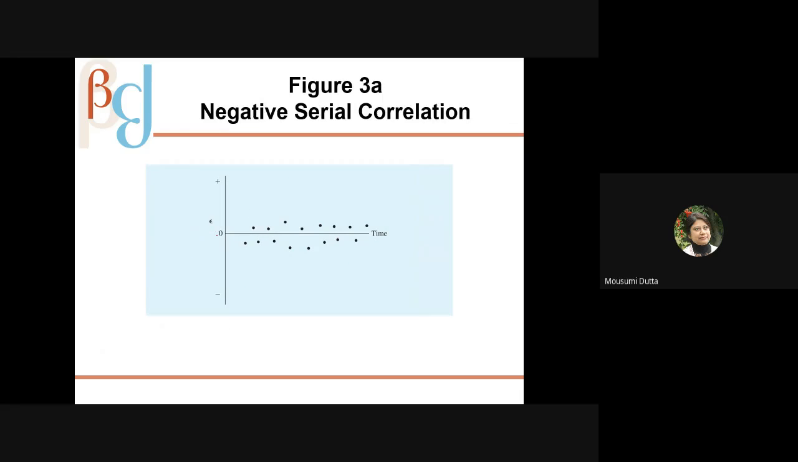Now here, systematically, on the Tth period, I am getting this. T plus 1, this. T plus 2, this. T plus 3, this. T plus 4 here. T plus 5 here. So a systematic zigzag. In one period, the value is positive. In the second period, the value is negative. Third period, positive. Fourth period, negative. So if I consider the time-wise correlation, it is the diagram showing negative serial correlation.